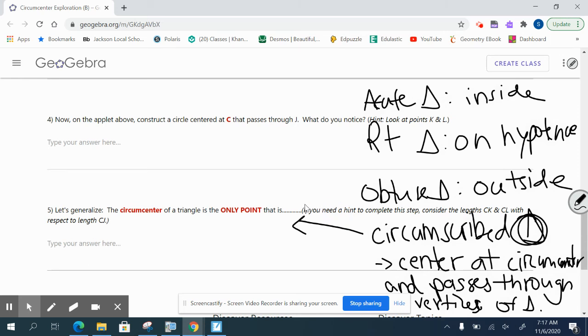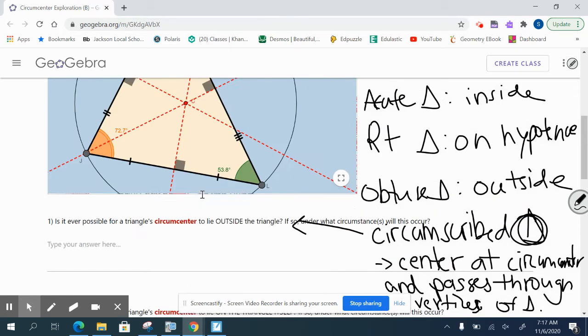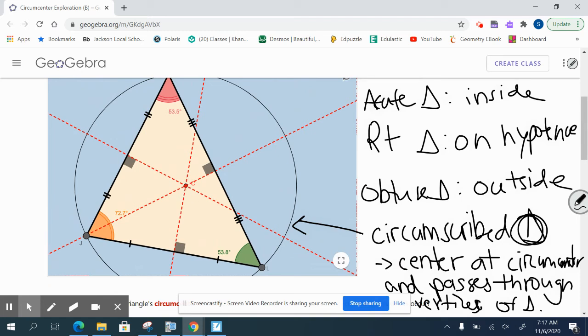And we're going to say, if you need a hint to complete this, consider the lengths of CK, CL, and CJ. So what's the relationship between those points, that one and that one? So those are the 3 segments they were talking about. They are all congruent. They're not angle bisectors, so don't get confused with that.